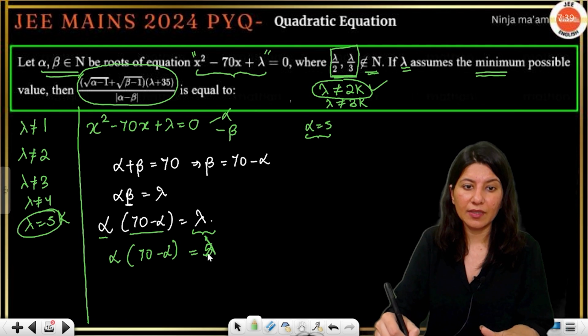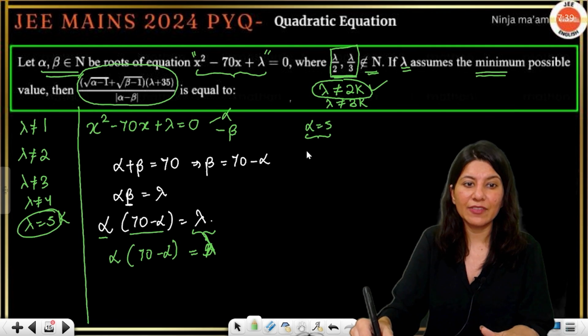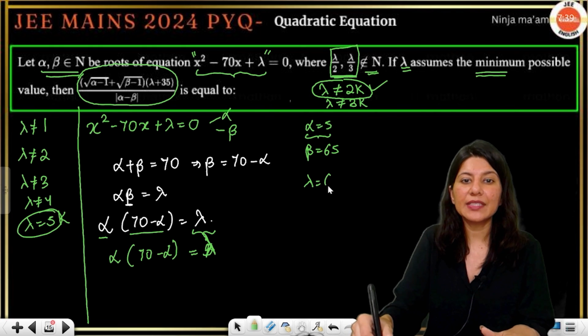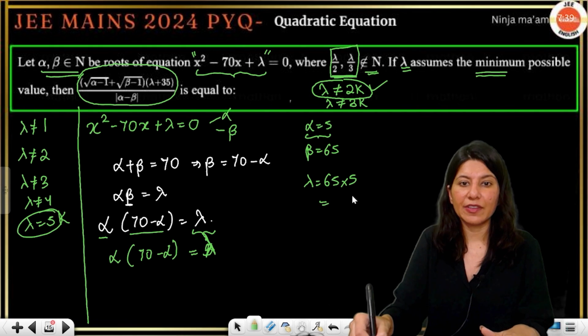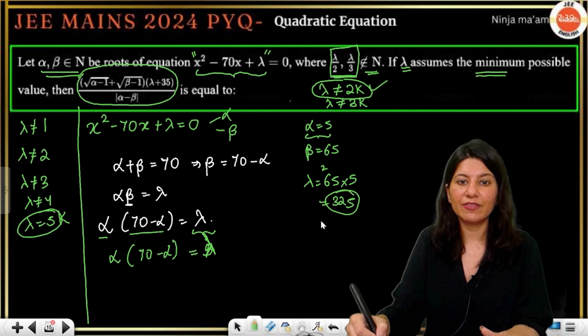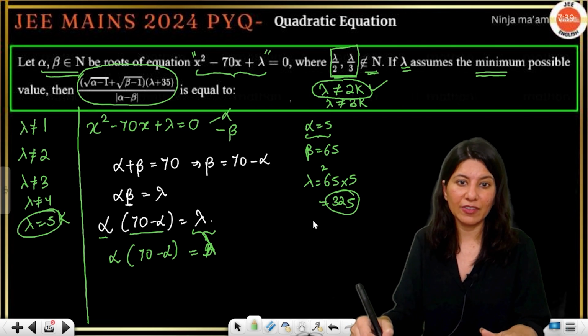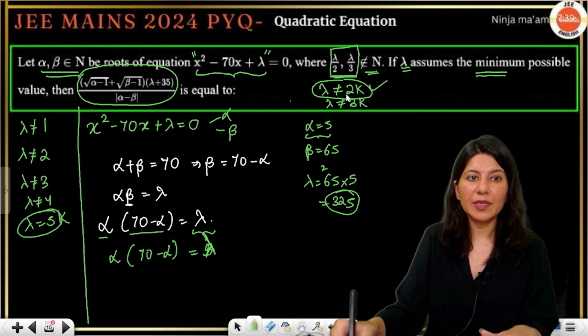This is your lambda. 70 minus 5 is 65. So beta is 65. Then what will happen? Lambda will be 65 into 5. 5 5s are 25, 6 5s are 30. 325. Lambda is 325. Right? So the minimum possible value.